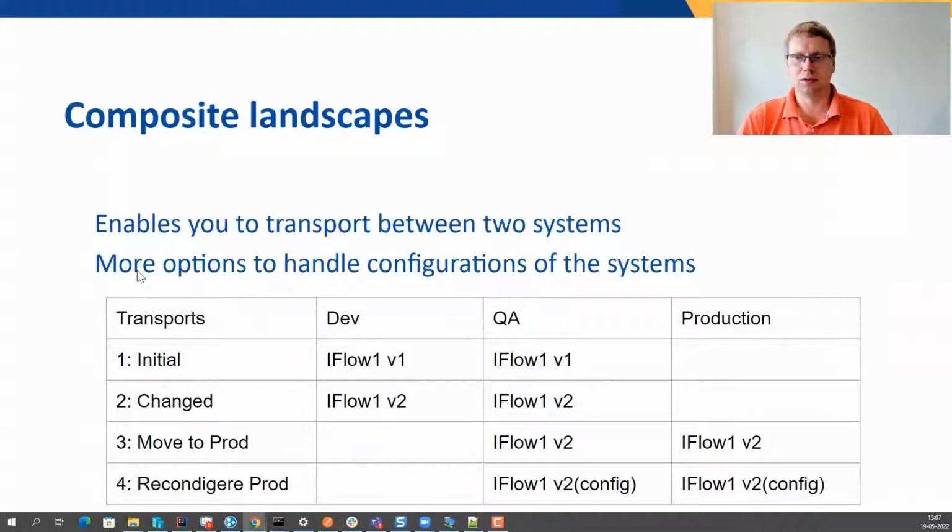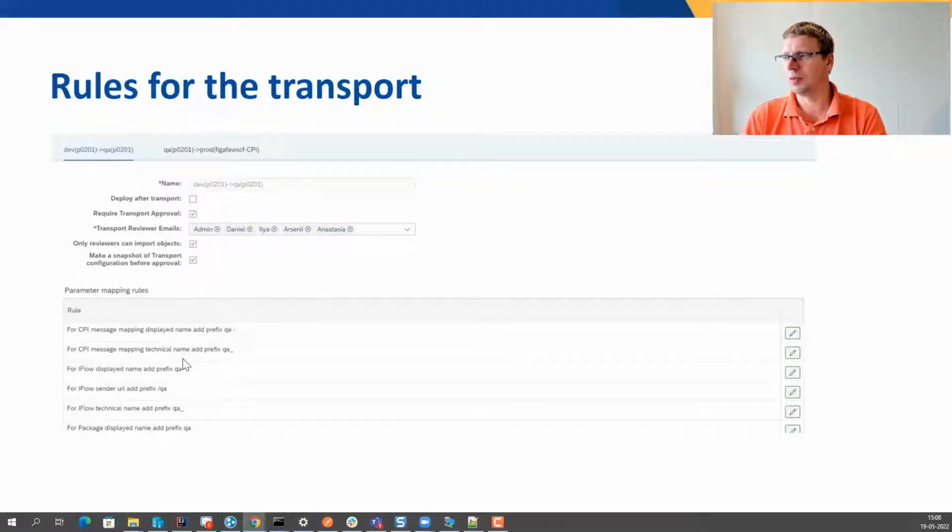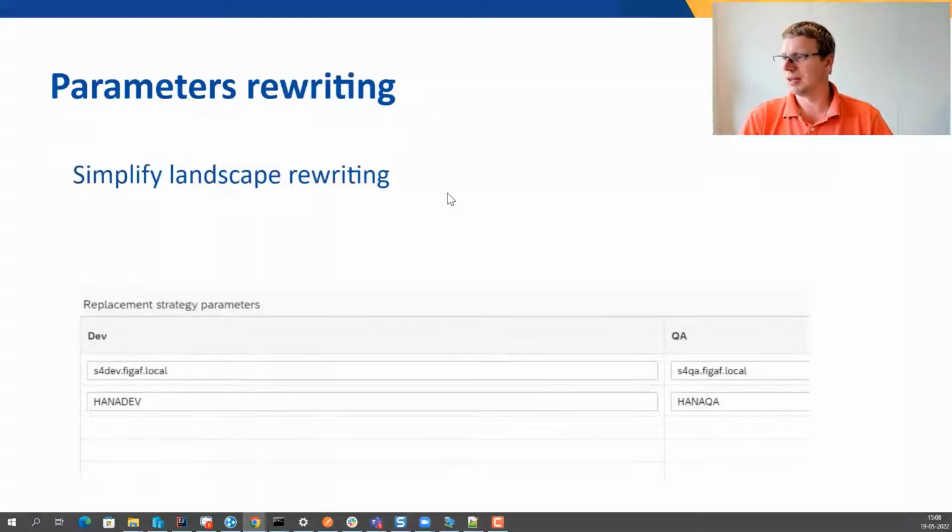We have this new concept called composite landscape, and here you would define the different systems in the landscape. You give them a name, and then you can define the specific criteria for these things. And lastly, you have some landscape rewriting you can do.